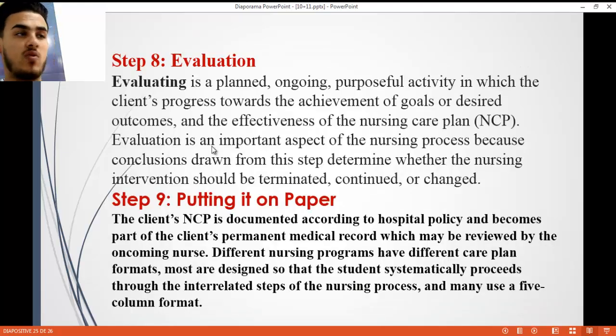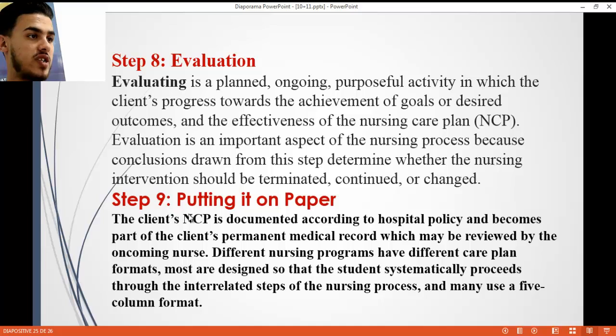Step 8. The evaluation part. Evaluation is a planned, ongoing, purposeful activity in which the client's progress toward the achievement of goals or desired outcomes and the effectiveness of the nursing care plan are assessed. So in this step, you are obliged to evaluate whether your nursing care plan is effective or not, by checking whether the goals and outcomes for the patient are met.